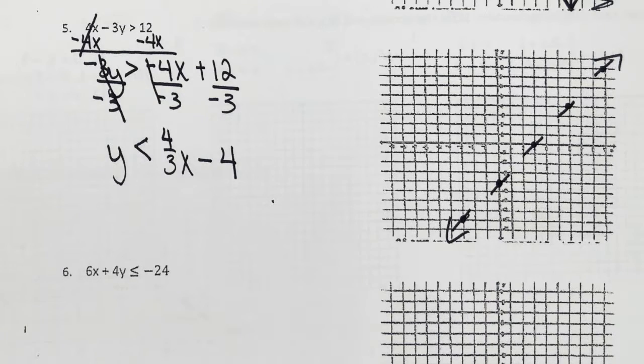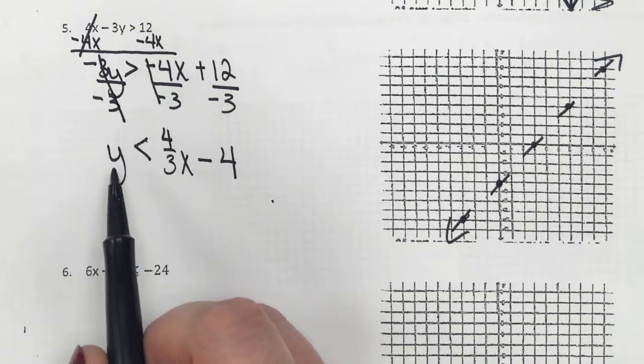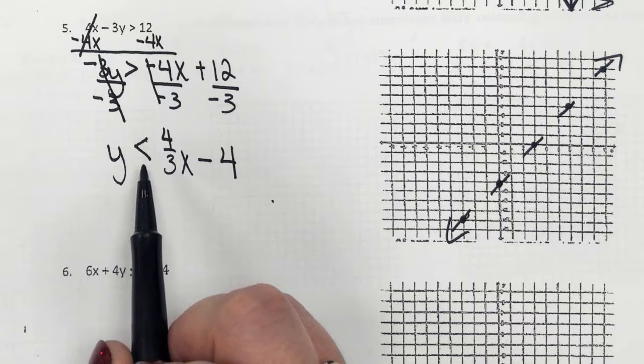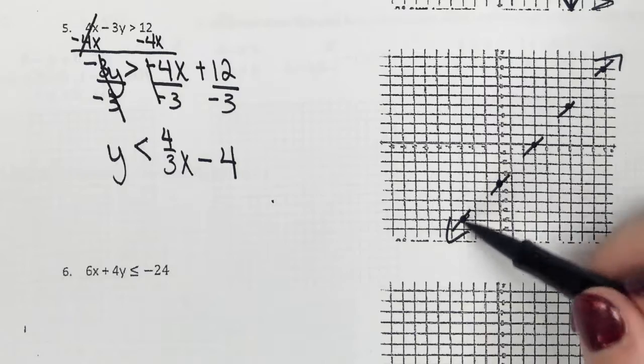And just slow down and read. It says y less than. Where do your y's get smaller? On the bottom. There you go, below it.